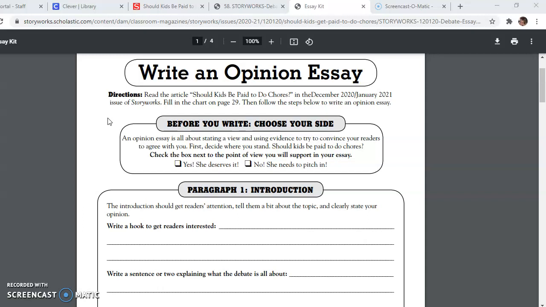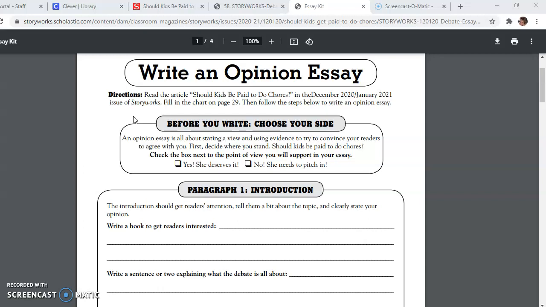Read the article, Should Kids Be Paid to Do Chores? And then fill in the chart on page 29. We did that yesterday. Then follow the steps below for our opinion essay. Before you write, choose your side. An opinion essay is all about stating a view and using evidence to try to convince your readers to agree with you. First, decide where you stand.